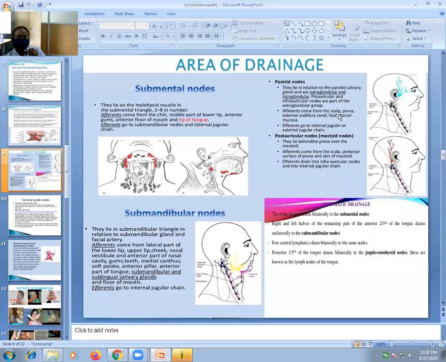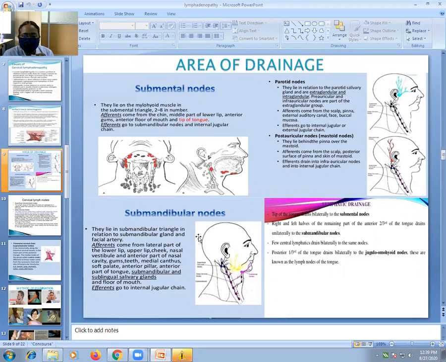This is the parotid group, and the post-auricular. Post-auricular nodes lie behind the ear over the mastoid area. The area of drainage is mainly from part of the skull, posterior surface of pinna, and the spine of mastoid. For parotid, they lie in relation to the parotid salivary gland. The afferents come from skull, pinna, external auditory canal, face, and buccal mucosa.